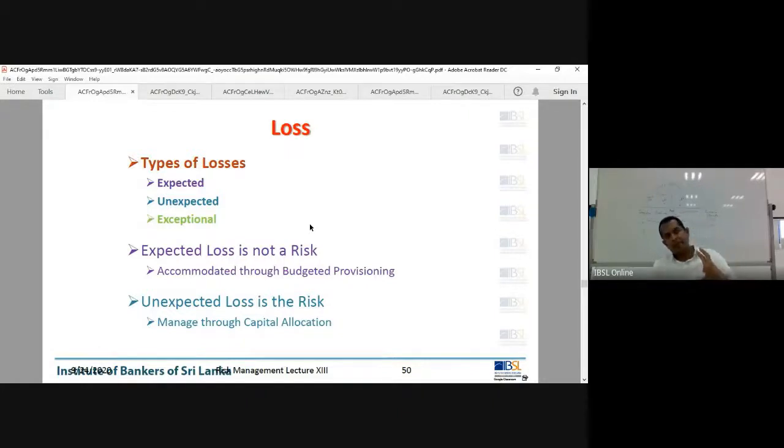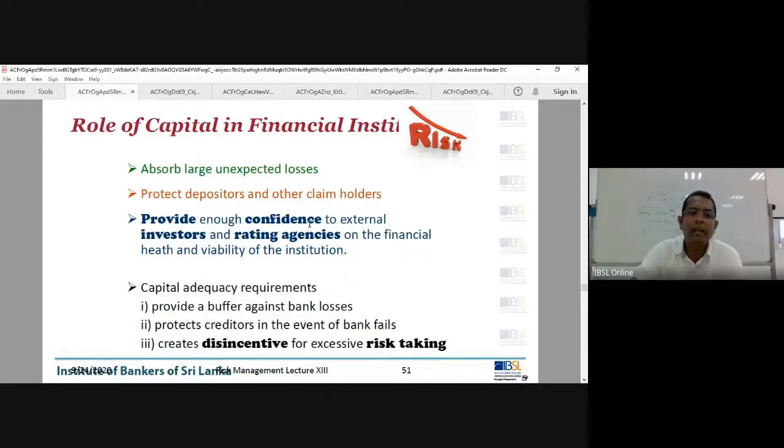So what Basel has said is, you should have adequate capital to do business. You should have your own money partly to finance your loans. The balance part you can borrow, but you should have some money. So if something goes bad, you can take the risk on yourself and let the customers be safe. The role of capital is to absorb larger unexpected losses, as I told you now, and protect the depositors and other claim holders. If something goes bad, you suffer, not the depositors. It also provides enough confidence to external investors and rating agencies.